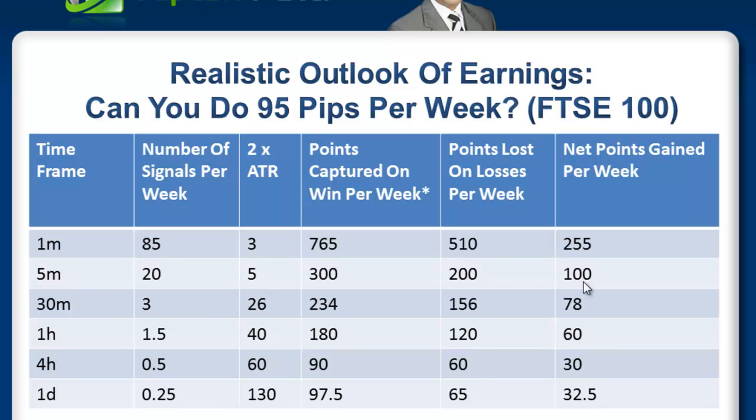5 minutes, it gets to 100. Anything below the 5 minute charts, and suddenly we're not making our 95 pips per week. So what do we do there? How do we get to our 95 pips per week and hit our profit targets that I showed at the start, to make this into a business where we're earning £45,000 odd per year? How do we go about doing that?